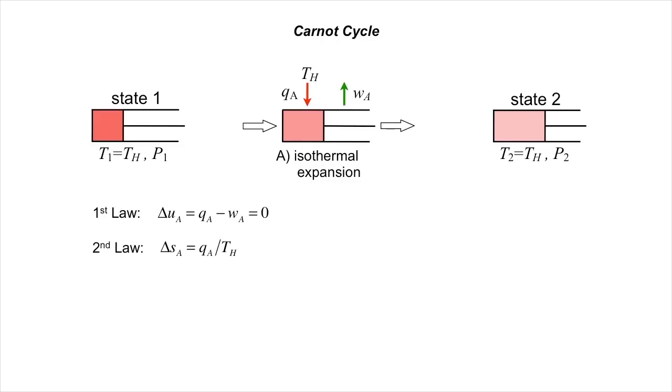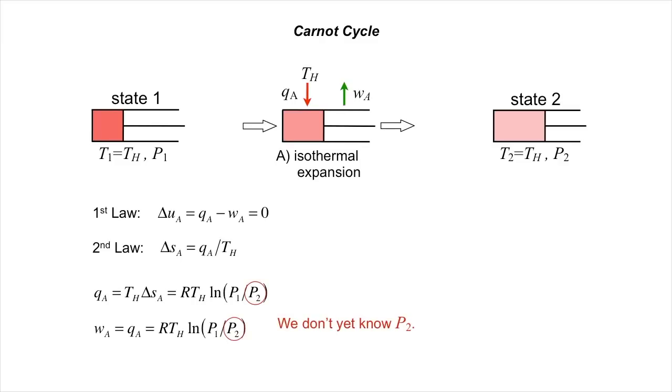Since the transformation is reversible, the second law tells us that delta S must be QA over Th. Substituting the state relationships I just showed you for entropy versus pressure, we obtain a value of QA shown here, which is also the work due to the first law. Although we've specified P1 as an independent variable, we don't yet know P2, so to actually calculate heat and work here, we would need to first solve for P2. Let's come back to that in a second.